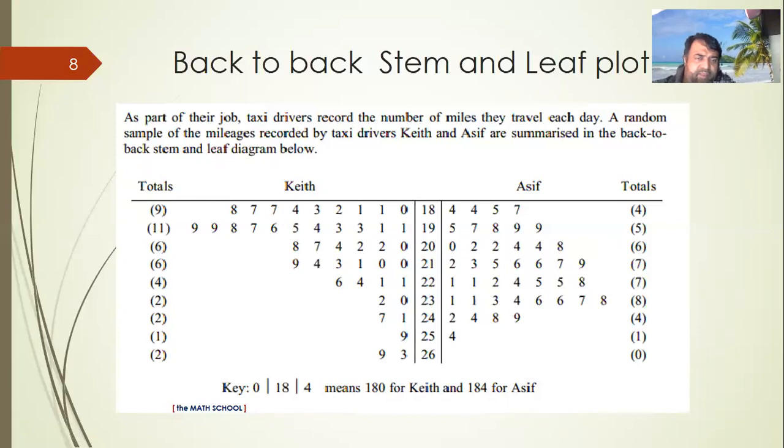If you look at the key here, 0 | 18 | 4 means 180. This way, left is for Keith. So 180 is for Keith, and 184 is for Asif. Okay, this is how a back-to-back stem and leaf plot is drawn.